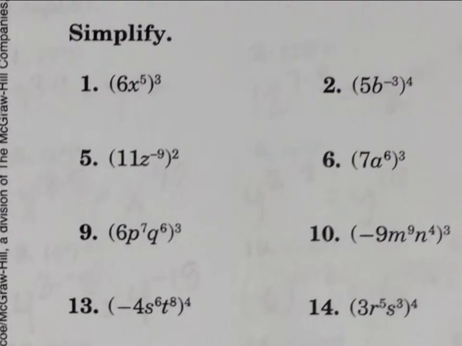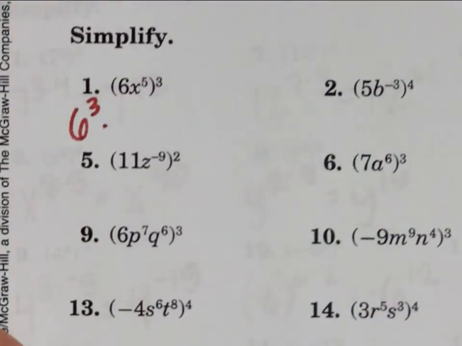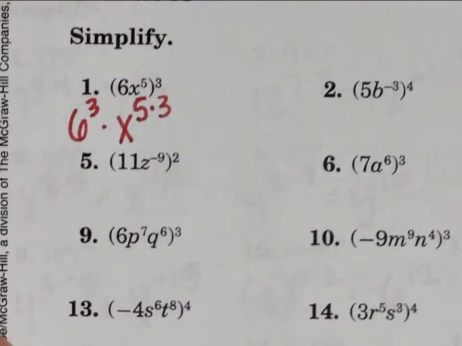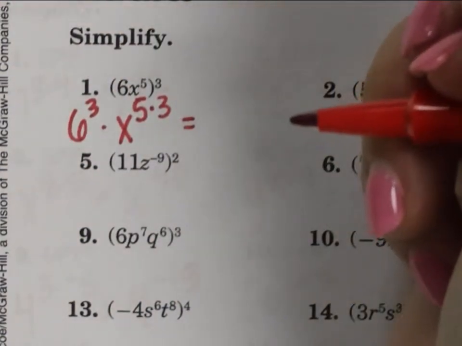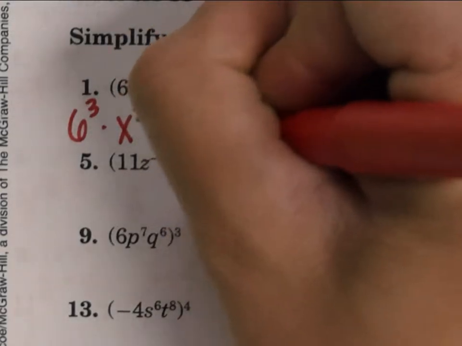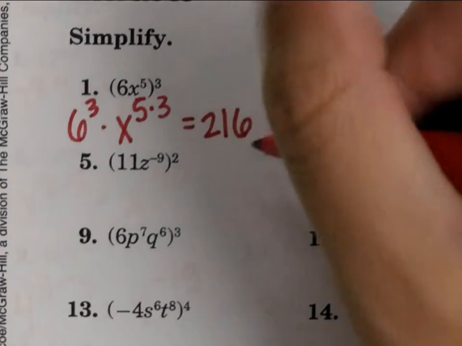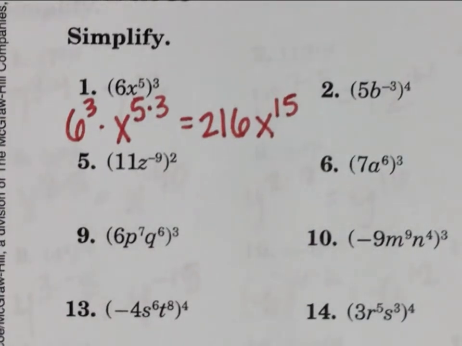6x to the 5th cubed. So I'm going to take that coefficient first. So that means I've got 6 cubed times x to the 5th cubed. Okay. So then when I simplify, what is 6 to the 3rd? 216. And then x to the what? 15th. And that's my answer. 216 times x to the 15th.